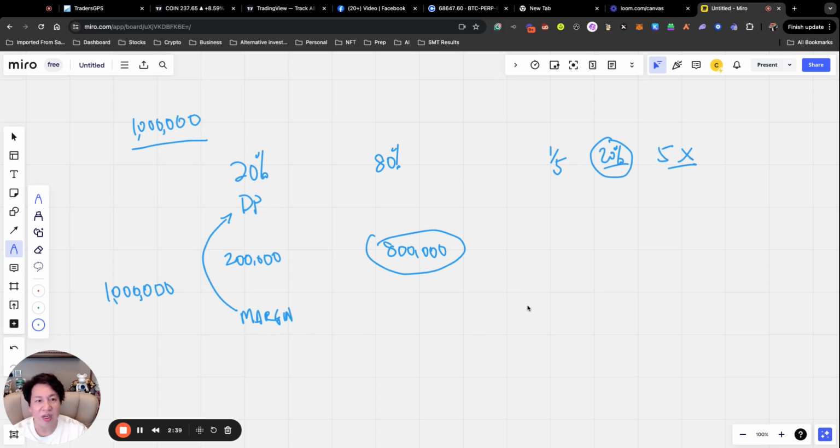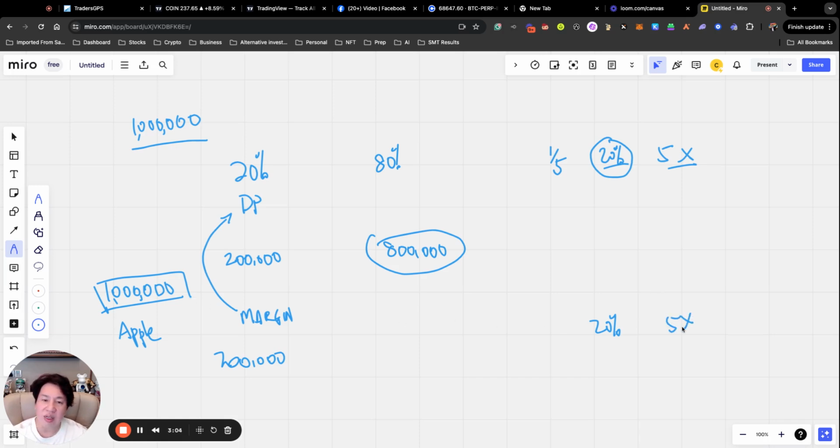The same thing applies to stocks with margin. Let's say you buy $1 million worth of Apple stocks, and again it allows you a 20% margin. Then you need to put up 200,000 to hold $1 million worth of Apple shares, and your leverage is 5 times. This is quite basic.